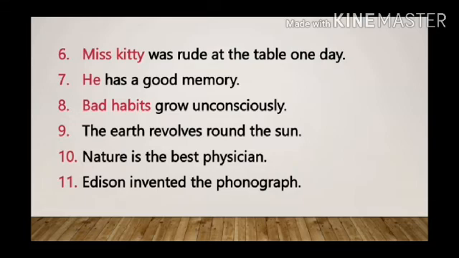Question number 9. The earth revolves around the sun. Here, it can be a little tricky to identify the subject and the predicate since the sentence has two nouns, the earth and the sun. But in order to identify the subject, we must always try to know what the sentence is talking about, whether the earth or the sun. Here, the sentence talks about the revolution of the earth. That is why the earth is the subject and revolves around the sun is the predicate.